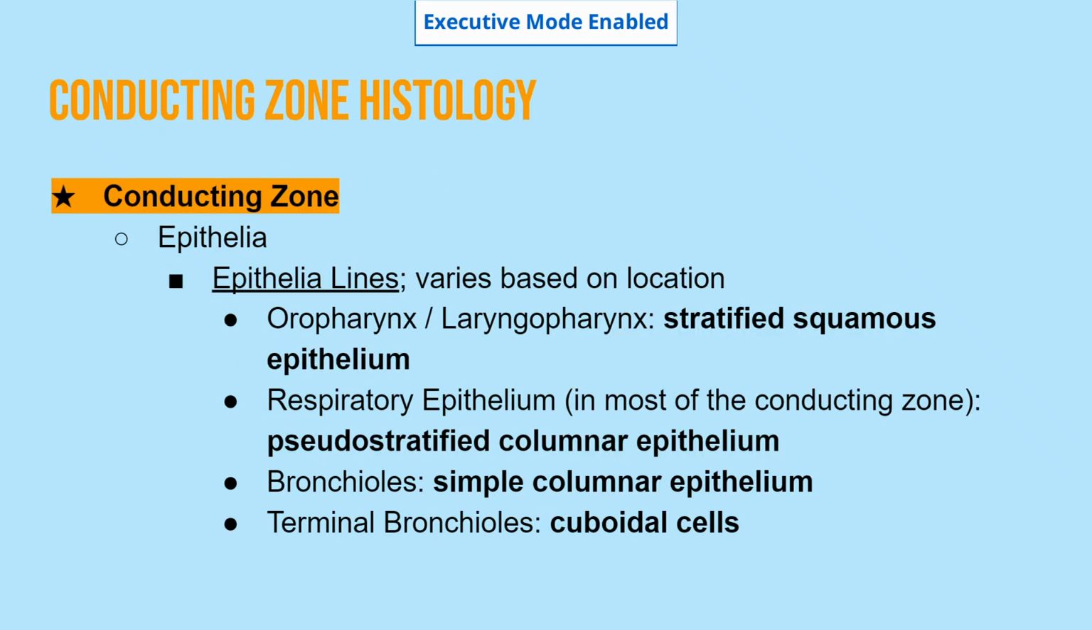Okay, so now we're going to get into some histology of the conducting zone. It's lined with epithelia, and the epithelia varies based on the location in the conducting zone. The oropharynx and the laryngopharynx have stratified squamous epithelium, but most of the conducting zone has respiratory epithelium, which is pseudostratified columnar epithelium. And then the bronchioles have simple columnar epithelium, and then the terminal bronchioles have cuboidal cells.